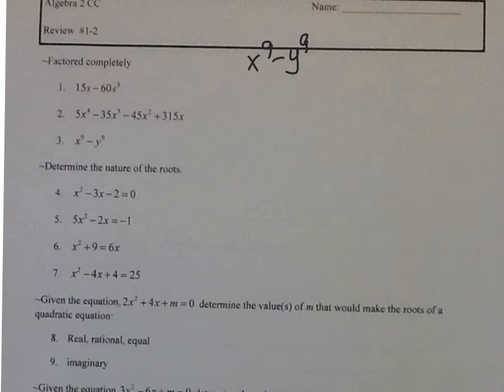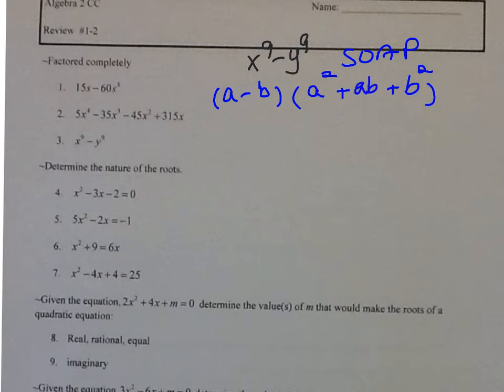All right, so remember our SOAP: same, opposite, always positive. I'm just going to fill in the formula right now. Same sign, opposite sign, always positive. Remember, the first parentheses has a and b to the first power. The second parentheses starts with a squared, sorry, I messed that up. So we have a squared, and b squared at the end, and in the middle is a times b. All right, so now we need to get our a and our b.